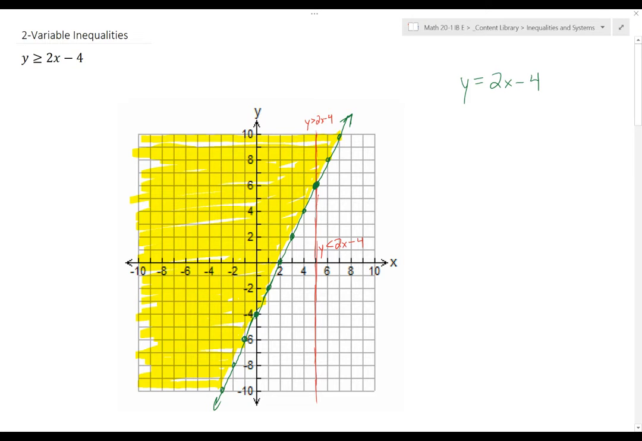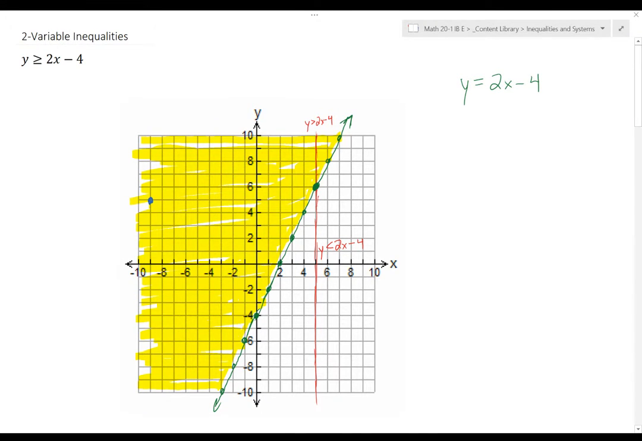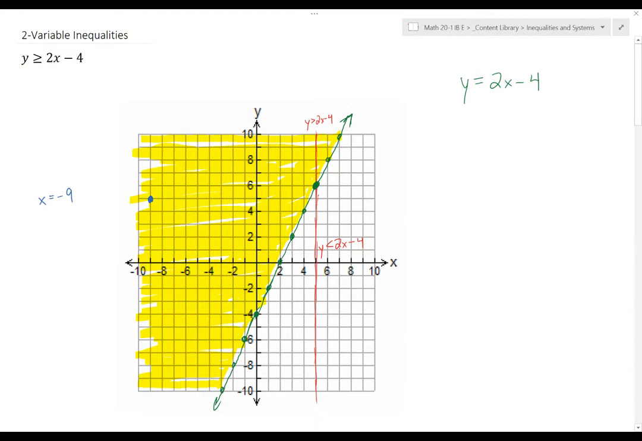So if I pick a random point in the region that I shaded, so where say x equals negative 9 and y equals 7, or no, sorry, y equals 5.